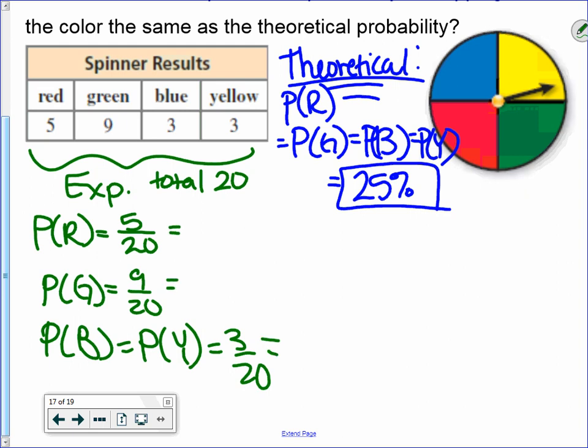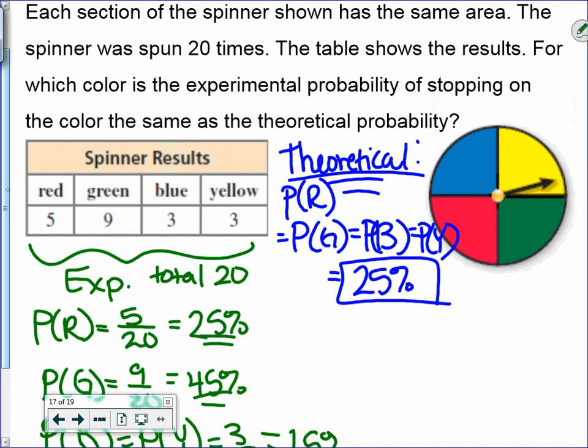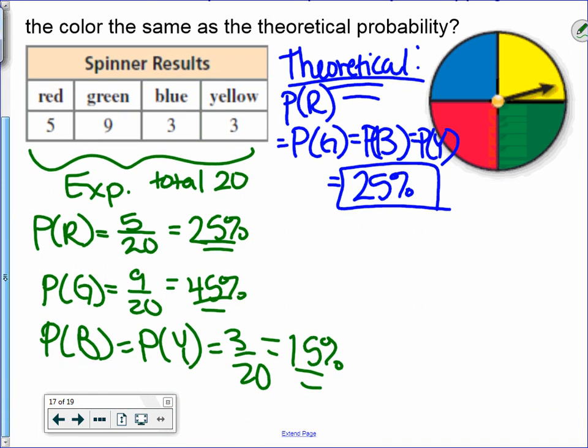I'll just put those all together in one since you're going to get the same thing. So when you take 5 divided by 20, you should get 25%. And then when you take 9 divided by 20, you get 45%. And then 3 divided by 20 is 15%. So if you look at this, it says which color is the experimental probability of stopping on the color the same as the theoretical? So because it was the same for red, we would say that it would be the same for red.